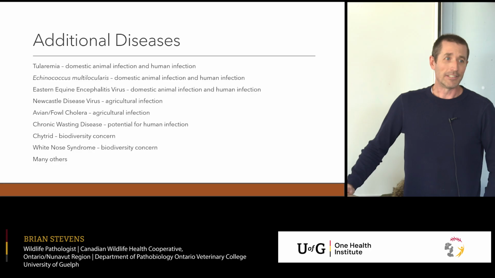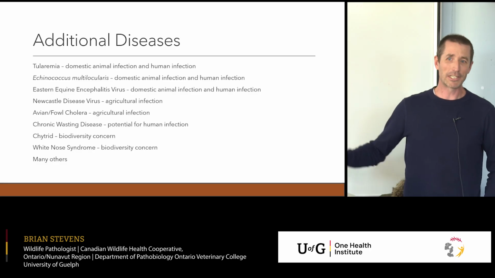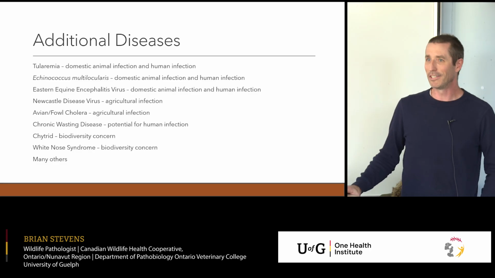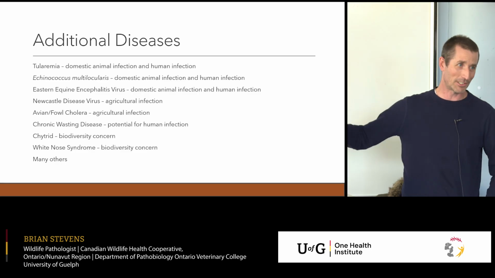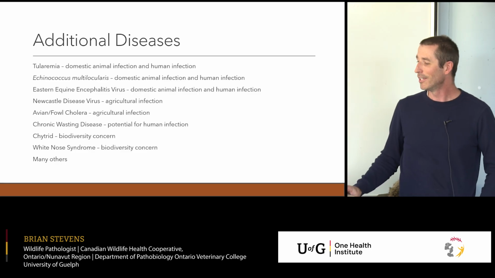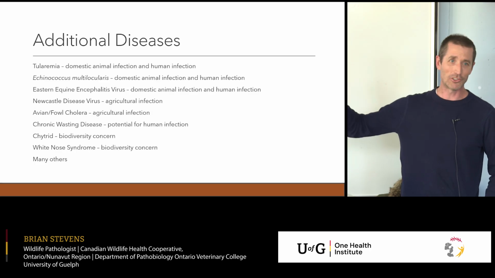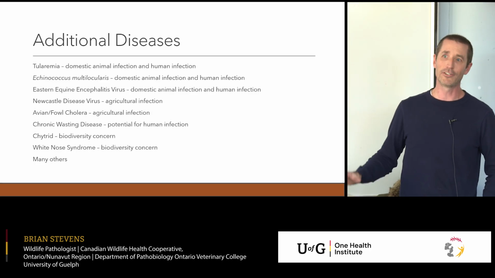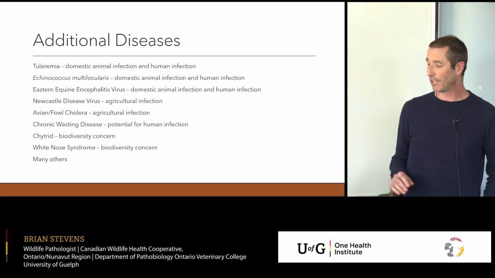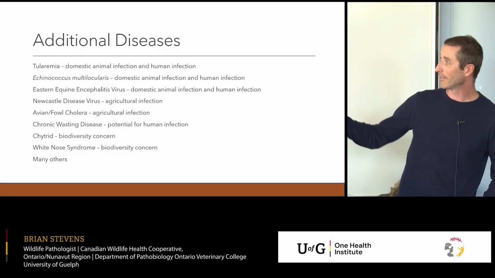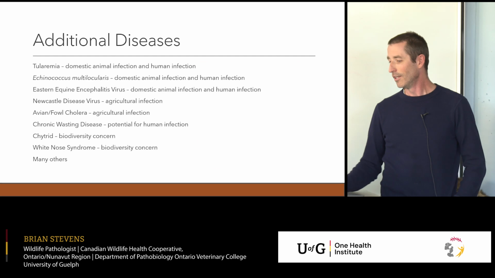There is a long list that I could have talked about today, so I picked out just 4, but there are many other diseases out there that we could have talked about, and I'm happy to talk about some of them if anybody has questions about them. But they do have impacts on potentially different aspects of One Health, whether that is the agricultural side, the human side or just a biodiversity concern with things like chytrid or white nose syndrome.